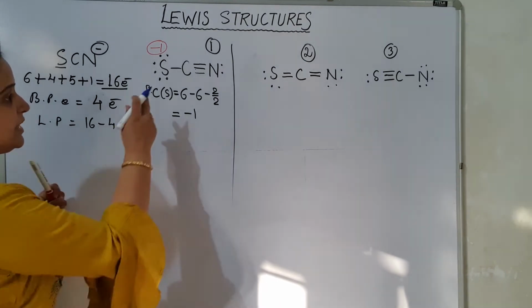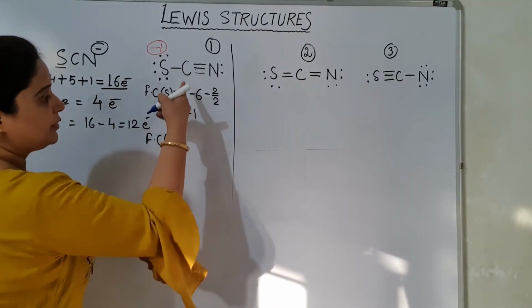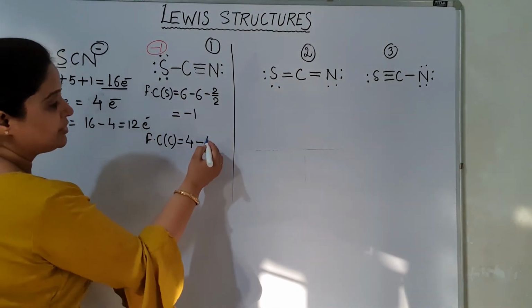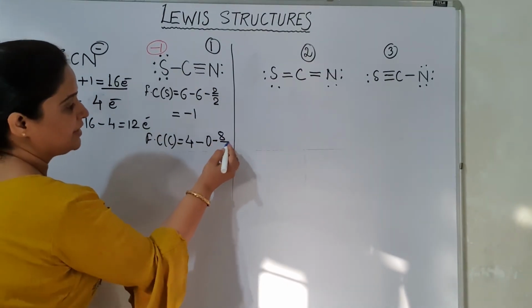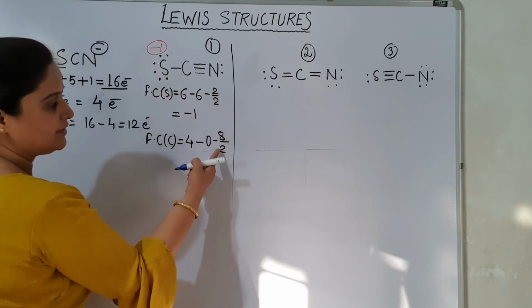Okay, let's move to the next one. Formal charge on carbon. Total number of valence shell electrons: 4. Lone pair electrons: 0. Bond pair electrons: 8 divided by 2. 1, 2, 3, 4, 5, 6, 7 and 8. So 8 divided by 2.